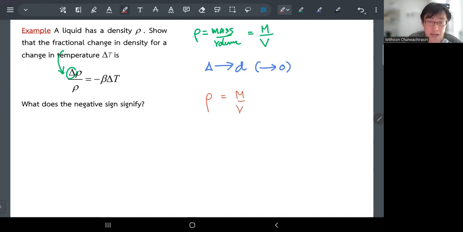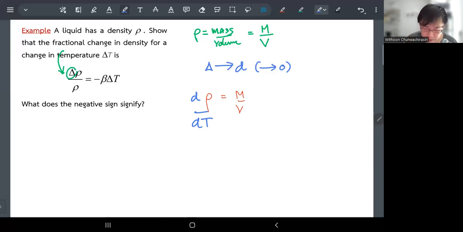That is your rho. Now, you want rho to change with respect to what? You want it to change with respect to temperature, right? So what I'm going to do is d rho with respect to the temperature. That's the goal. If somehow you know how to do this, then everything will be nice. You know the change of rho with respect to the change in temperature.